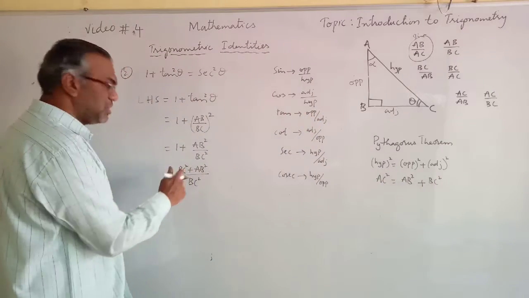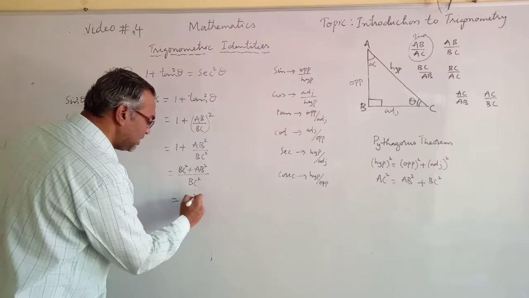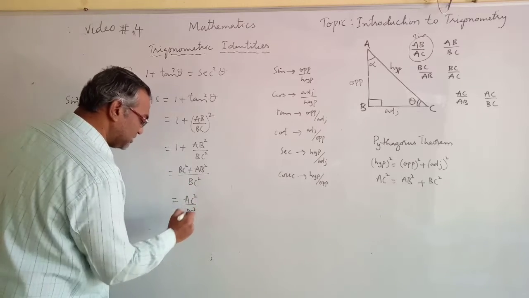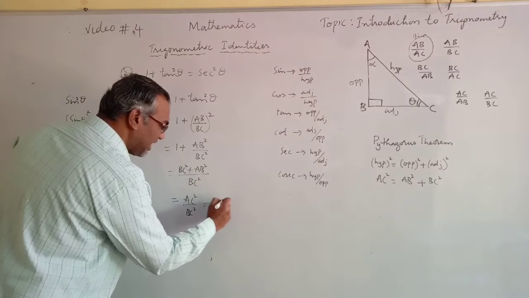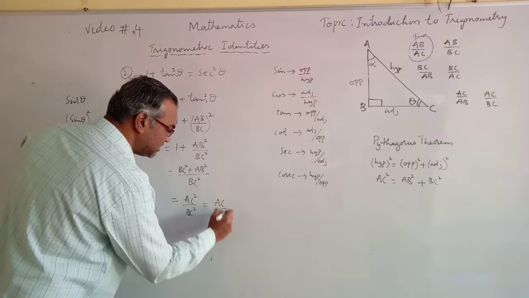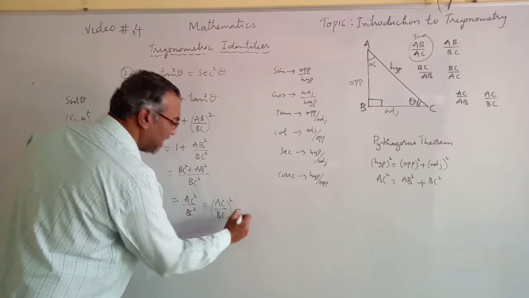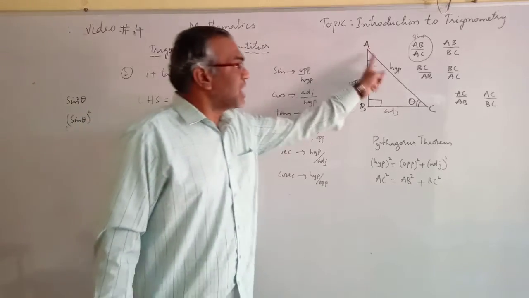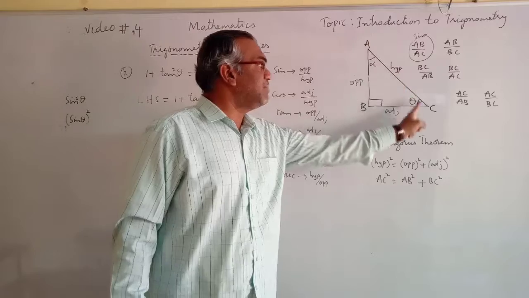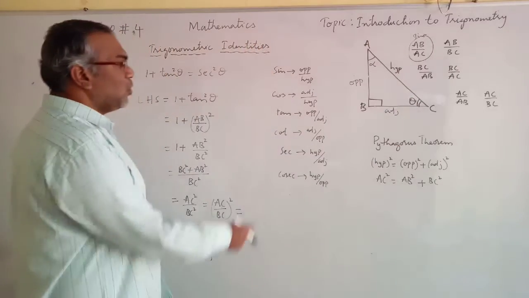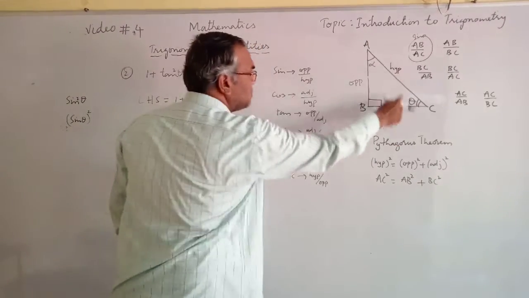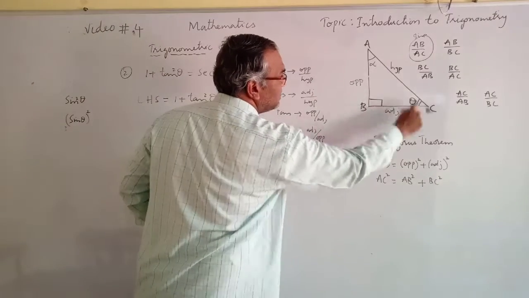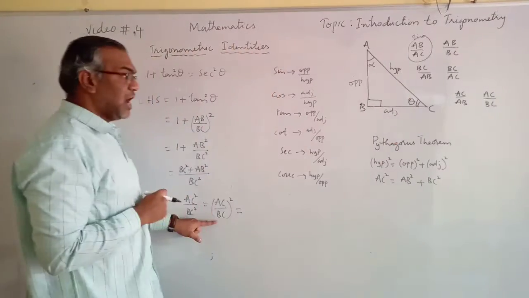So AB square plus BC square can be replaced by AC square divided by BC square as it is. Now we can write it as AC divided by BC whole square. What is AC by BC? AC divided by BC is hypotenuse divided by adjacent. Now which trigonometric ratio is hypotenuse divided by adjacent?